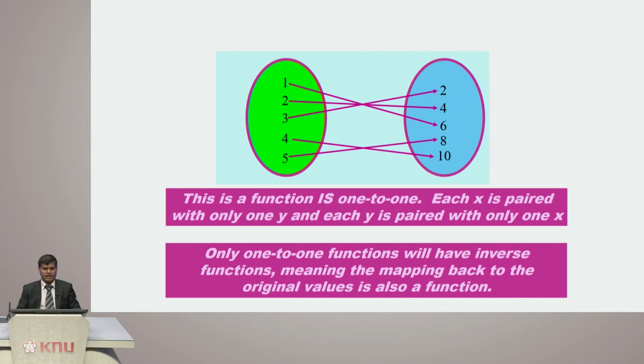Only a one to one function will have an inverse function, meaning the mapping back to the original value is also a function. So that's the idea why I'm illustrating this point, because neither a many to one function nor an onto function produces an inverse function. In other words, it does not produce the original value, because when it goes back it hits something else.